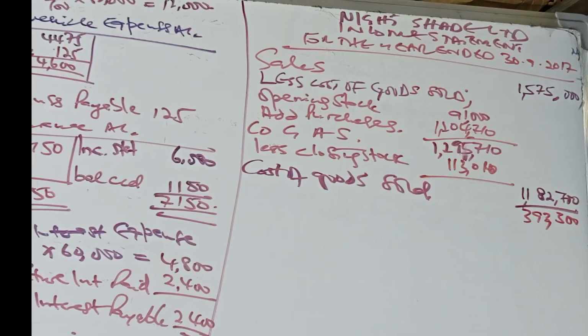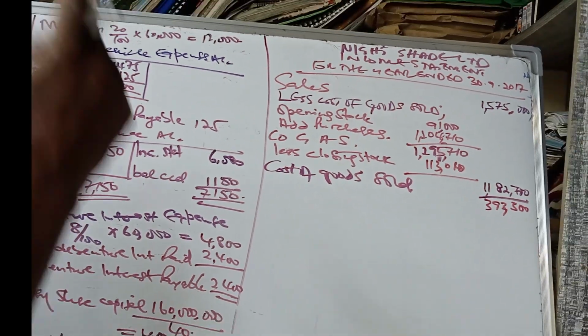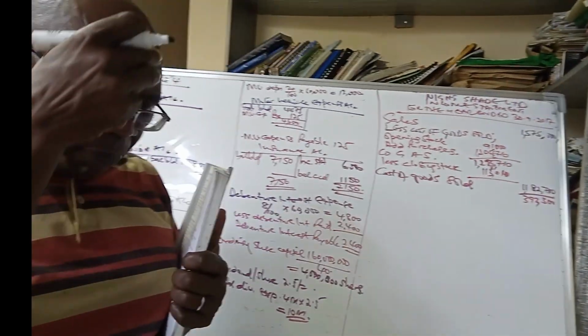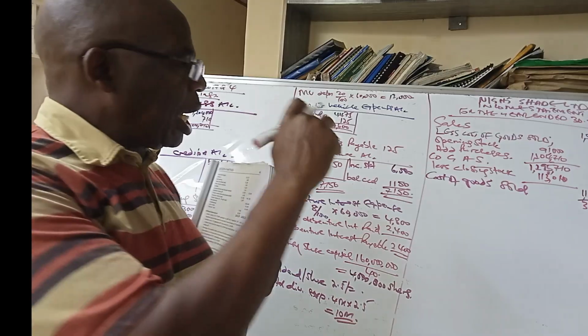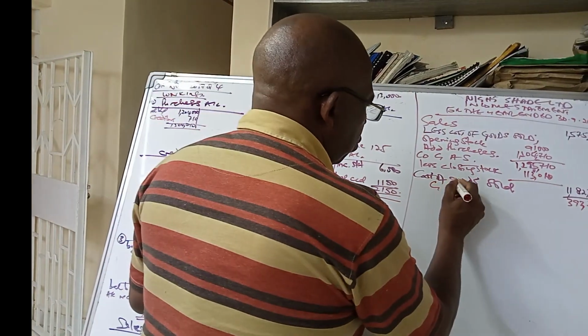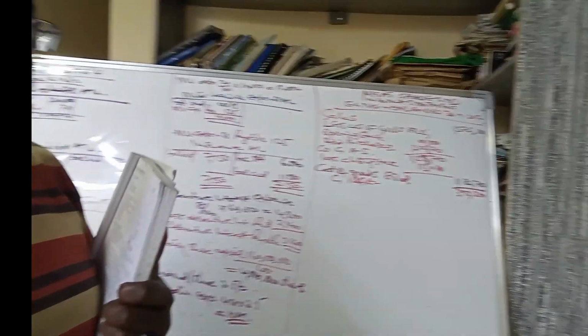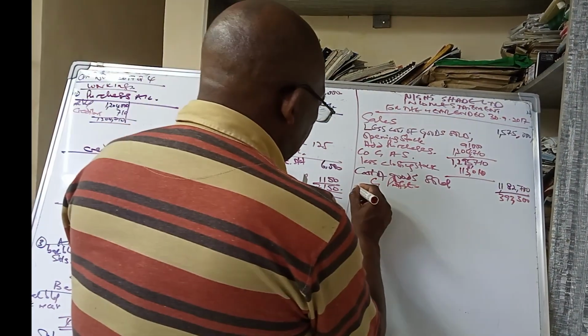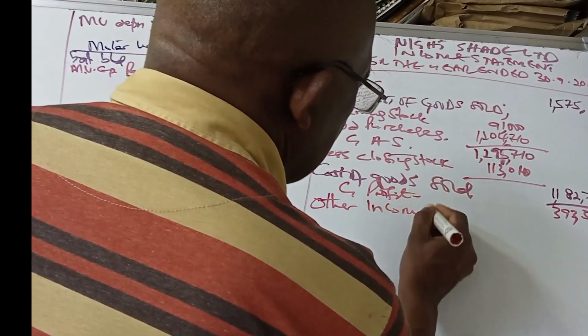Always remember your format in the head so that as you do your question, you are following your format. Once we get the gross profit, we always ask ourselves, do we have other income? In our case, we do have. So we say other incomes.